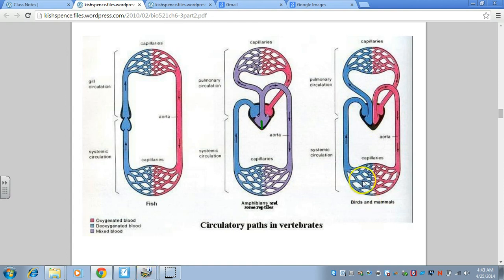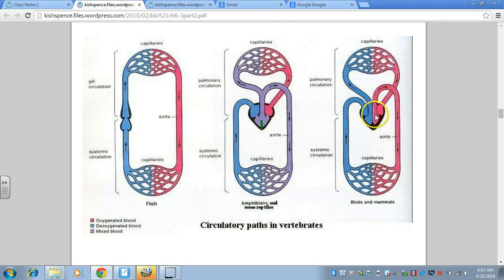So the blood comes back from the tissues, it's deoxygenated, so it's blue, comes into the right side of the heart, goes into the atrium, down into the ventricle, and then gets pumped out to the lungs. Pulmonary circulation means out to the lungs, picks up its oxygen, so now it's red to show that it's oxygenated blood. The oxygenated blood comes back into the left side of the heart, into the atrium, down into the ventricle, and then it gets pumped out to all the body tissues.